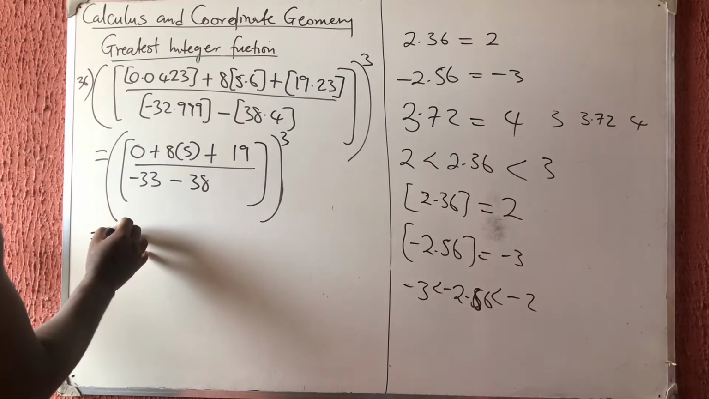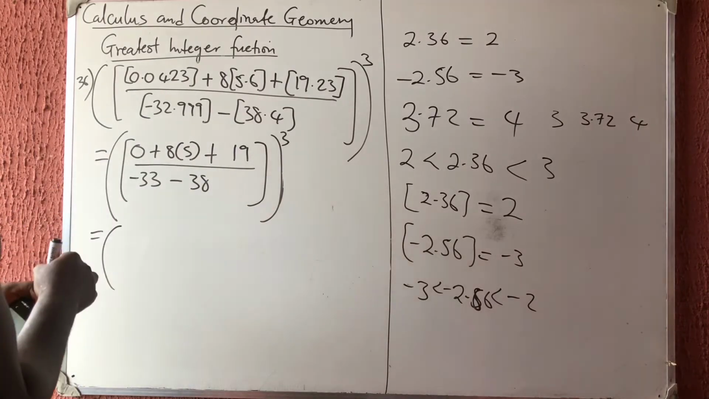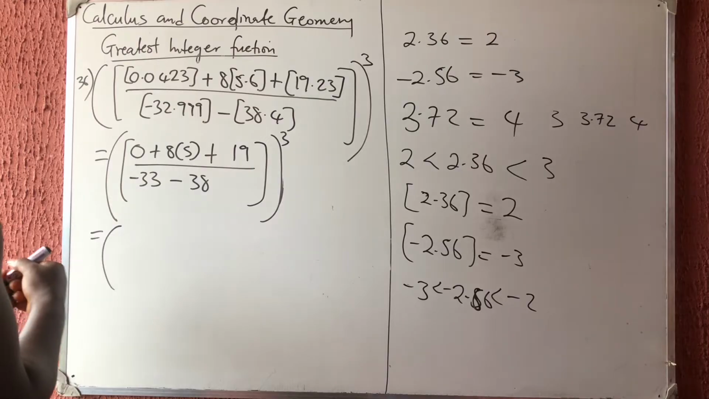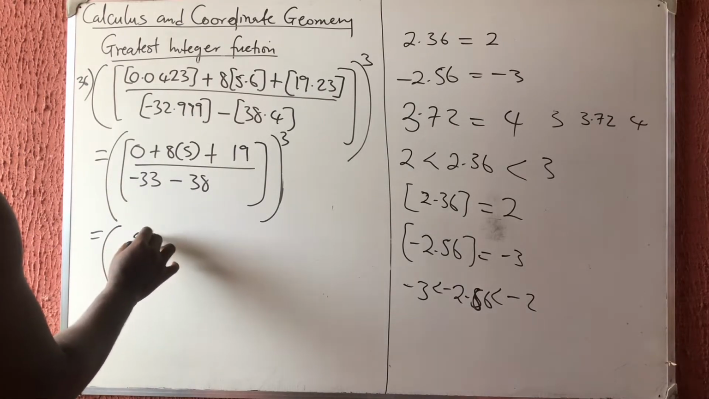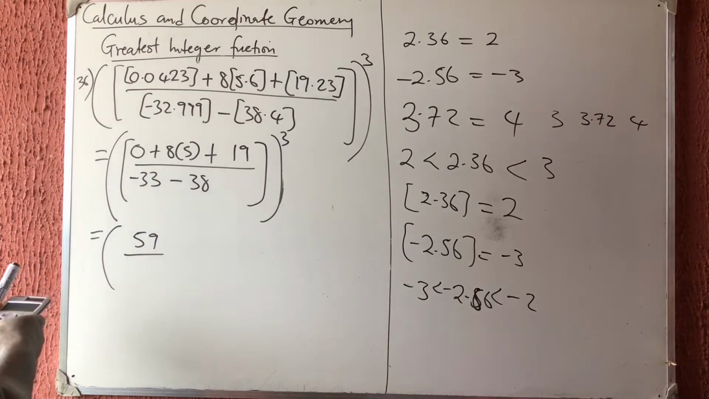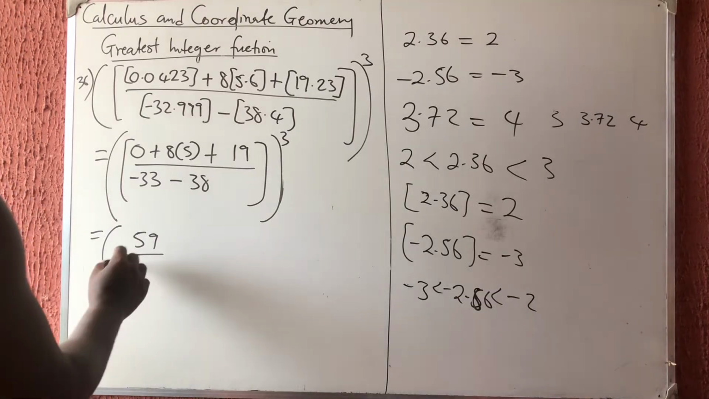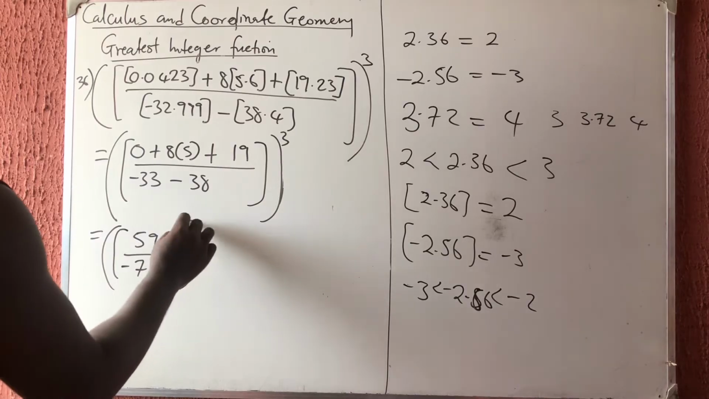Now let's keep going. So we now have, let's do the numerator, 8 times 5 which is 40. 40 plus 19 will give you 59. 59 all over minus 33 minus 38 will give us minus 71. So don't forget raised to power 3.